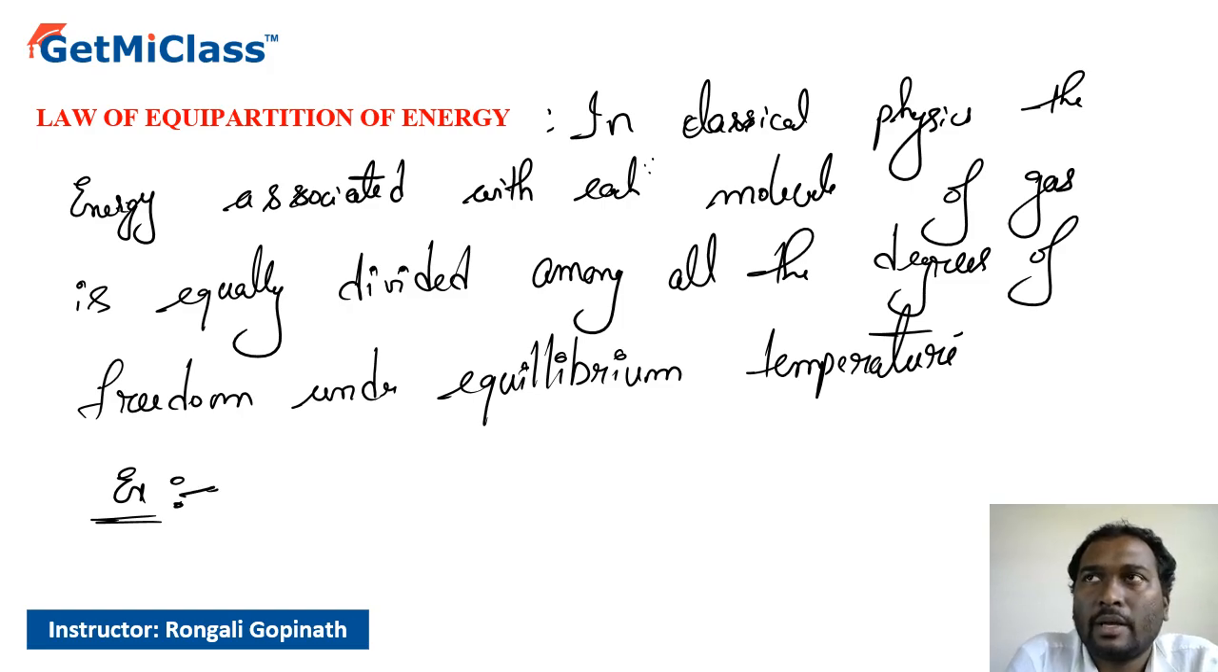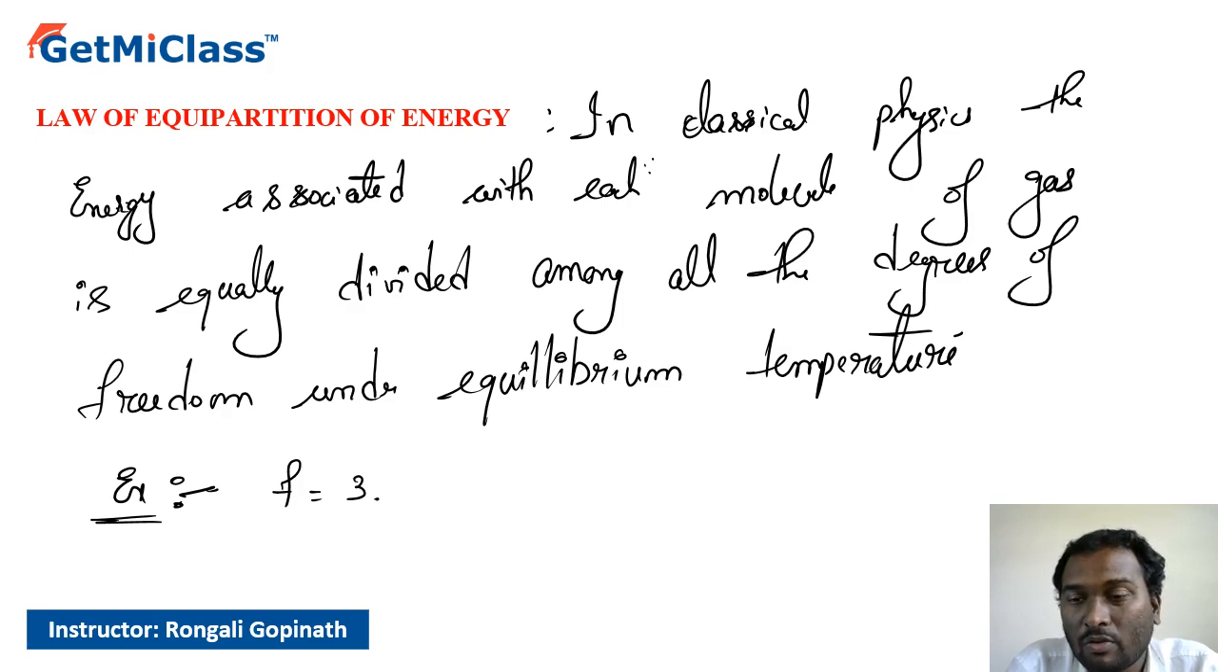Let's take a monatomic gas, like argon, or hydrogen. Let's take hydrogen atoms. So it's a monatomic gas. A monatomic gas has 3 degrees of freedom. And if I say that the energy associated with each molecule of one hydrogen atom is x joules, this is for just one molecule, then this x joules is equally partitioned into the 3 degrees of freedom.